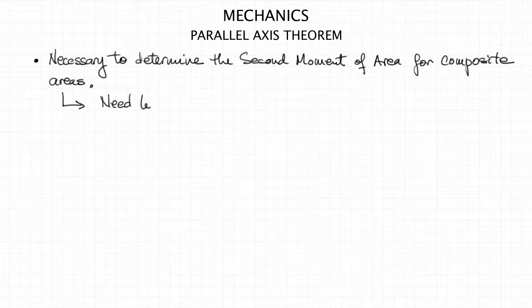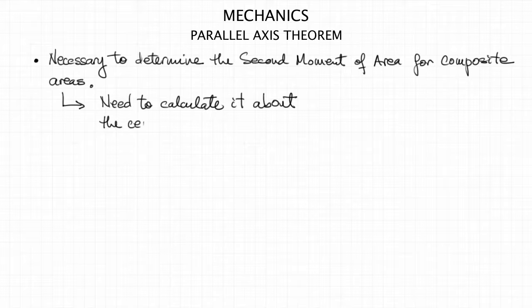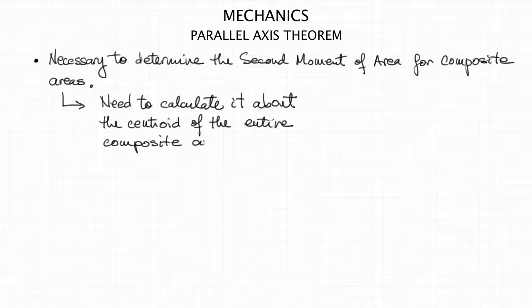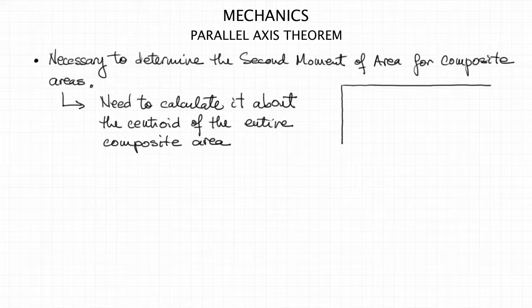Now, the challenge for this is that we need to calculate it about the centroid of the entire composite area in order to get a meaningful result for the second moment of area for the entire section. So in other words, we will have to calculate second moment of areas for each element of the entire area, but then we will have to adjust these with regard to the centroidal axis of the entire section.